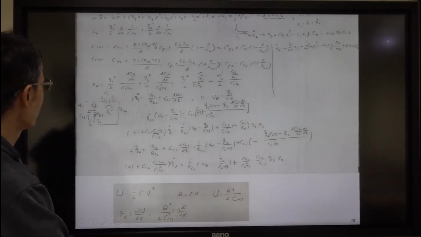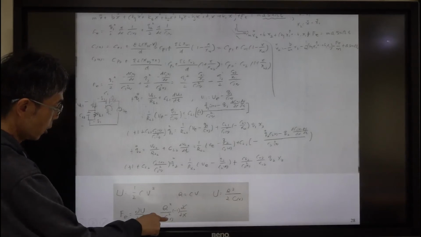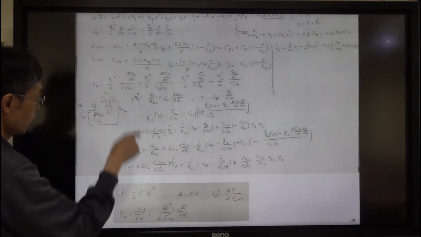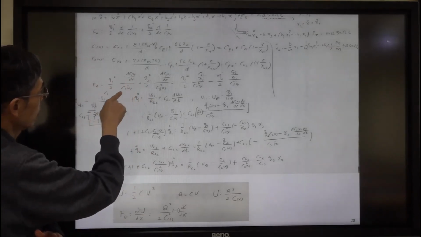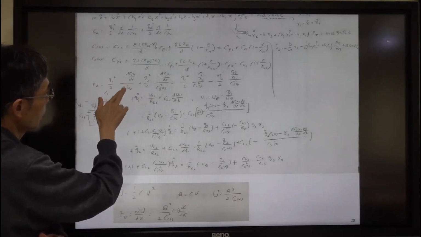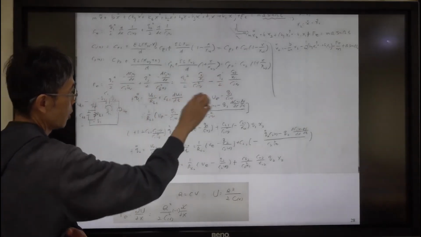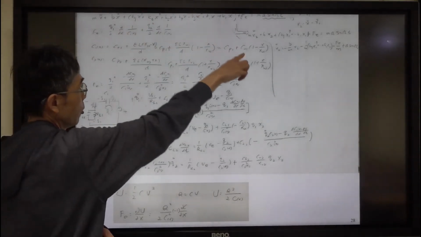Then after that, because we have C1 of X and C2 of X, we can use this equation to calculate Fe due to C1 and due to C2. Then we can express them this way. Okay, so here is the mechanical part.